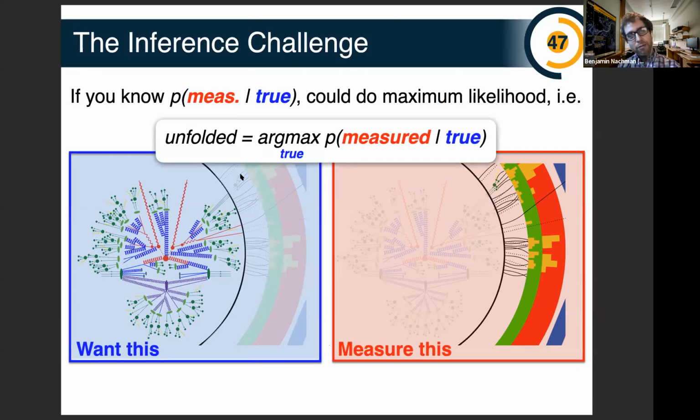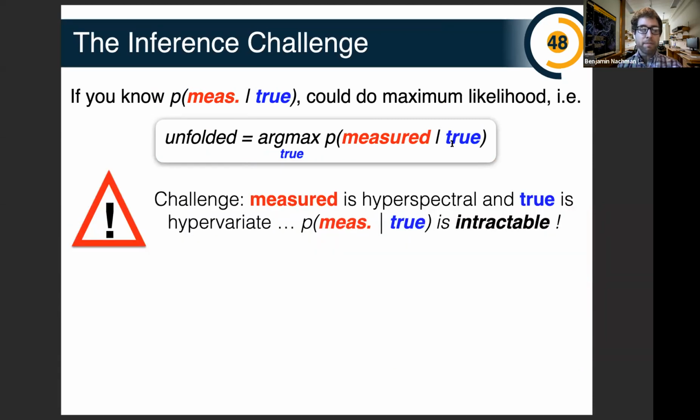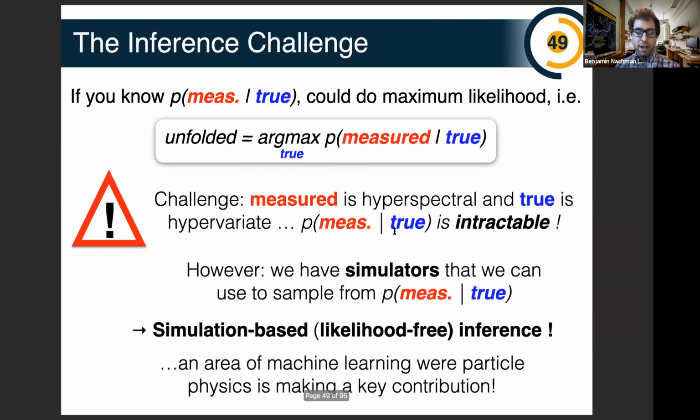Okay, so if we knew the probability of the measured spectra given the true, we could for instance unfold the detector effects by doing maximum likelihood. Probability of the measured given true, we just maximize over the true. And the challenge, as I had mentioned at the beginning of my talk, is that the measured is this hyperspectral data, and the true is some high-dimensional feature space. And so this probability density is intractable. We almost never know it. We can almost never write down P of measured given true analytically.